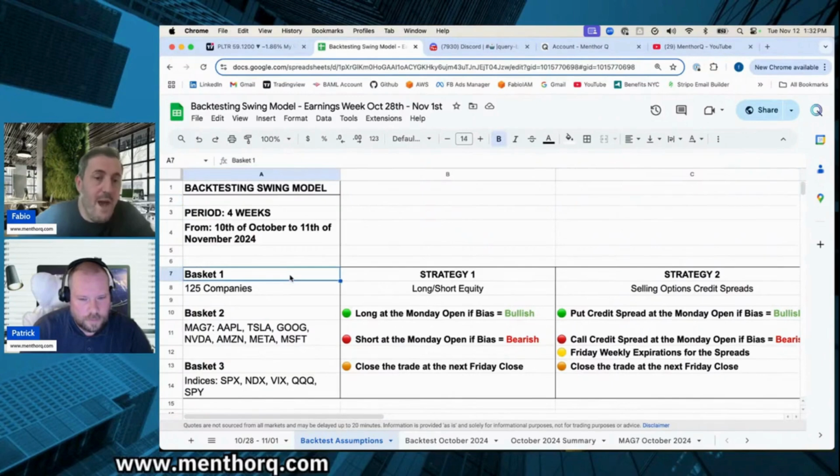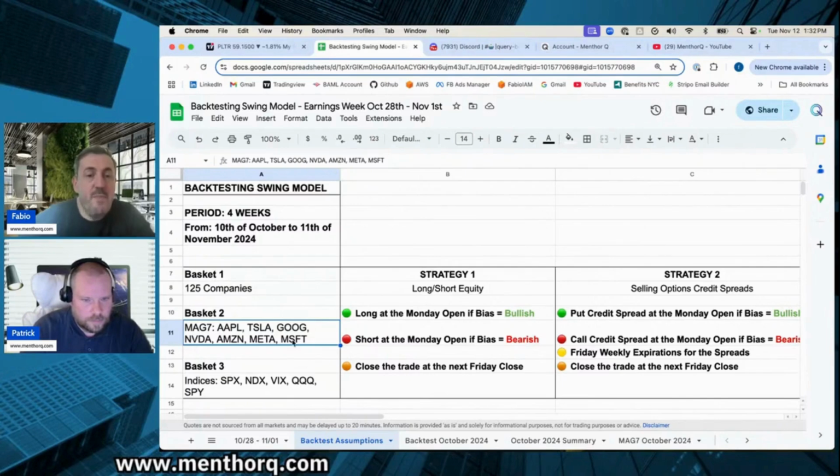Basket number 1 has about 125 companies from different sectors. We have ETFs, we have indices, Max 7 technology, any sector that has large cap, mid cap, will be covered in those 125 companies. Then we took a smaller basket of the Max 7, so Apple, Tesla, Google, Nvidia, Amazon, Meta, Microsoft, and then we did the third basket looking just at indices, so S&P, Nasdaq, VIX, QQQ, and SPY.